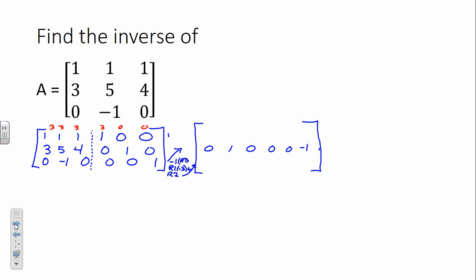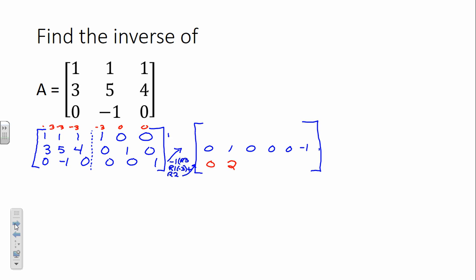Okay, we're going to add it to this 3, 5, 4, 0, 1, 0 and put it in the bottom row. So 3 plus 3 and 3 plus 5. Oh, sorry, these are supposed to be negative 3s. My fault. Negative 3. Okay, so 5 minus 3, positive 2, right?